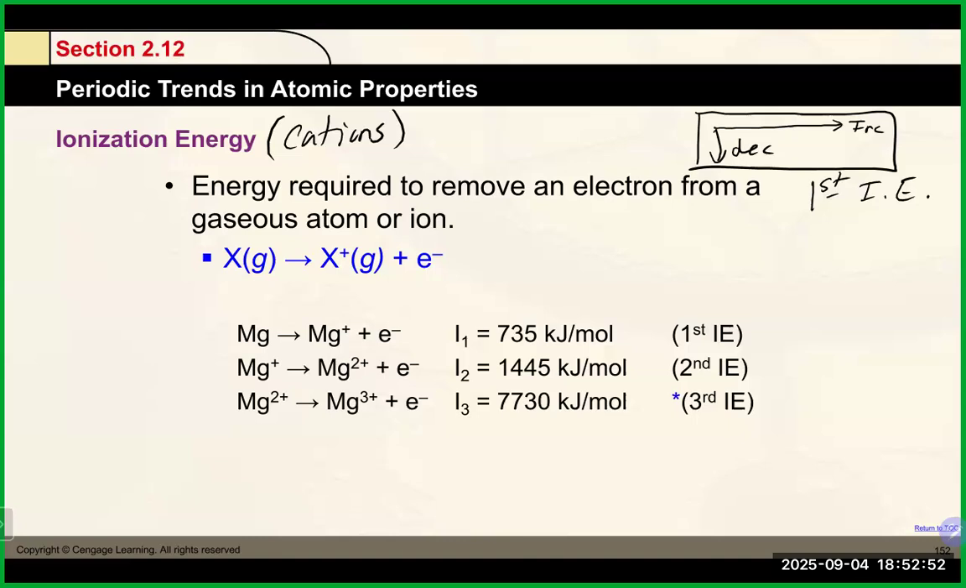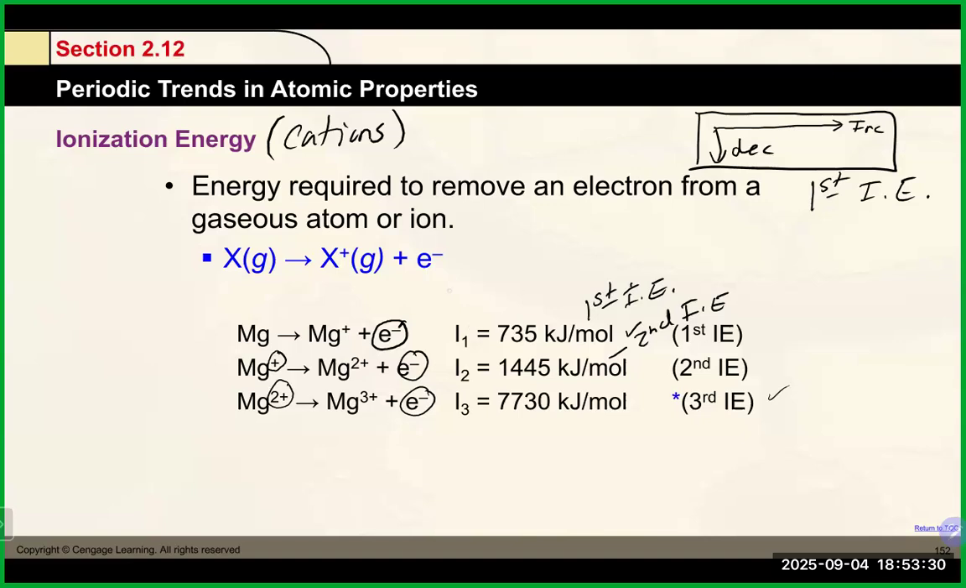If we take something like magnesium here, the first thing that happens is magnesium will lose just one electron and become +1 charged. The energy needed to do that is the first ionization energy. Then this species that now has a +1 charge will drop off another electron, and the energy to do that is the second ionization energy. And lastly, the +2 species will drop perhaps another electron and become +3 charged. That is the third ionization energy.